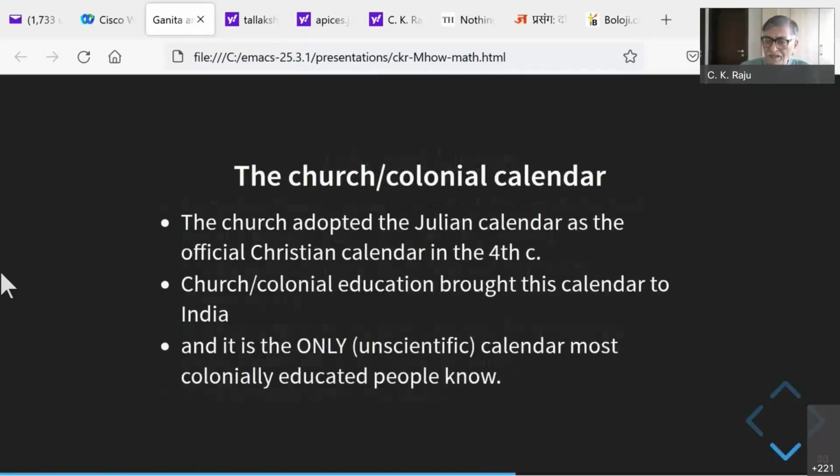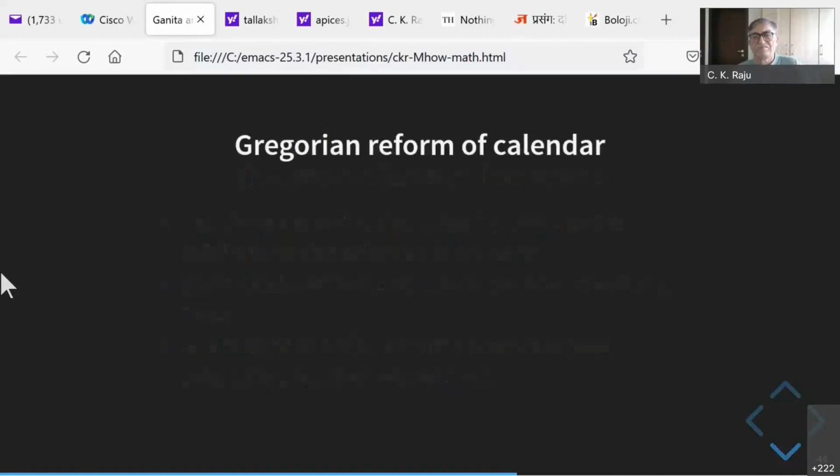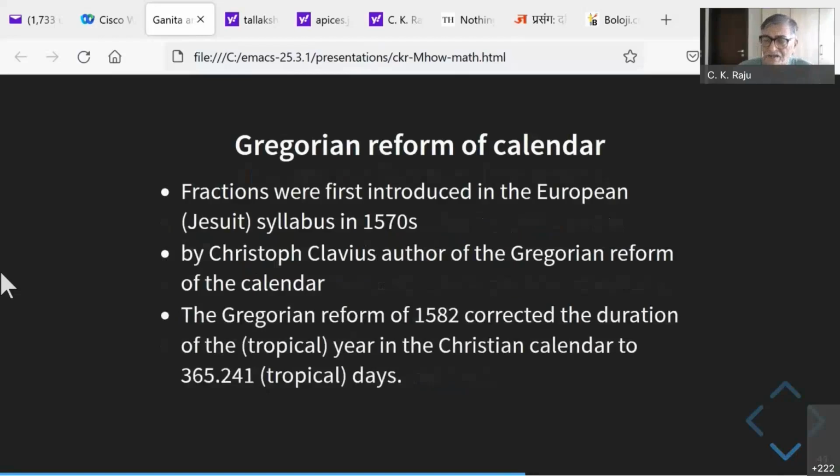So the Julian calendar was adopted as the official Christian calendar in the 4th century at the Council of Nicaea. And they brought it to us, and this is our official calendar today. Most people only know their date of birth on the colonial Christian calendar. And that is based on the Gregorian Reform.